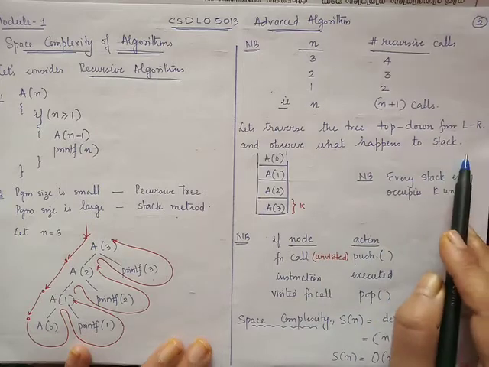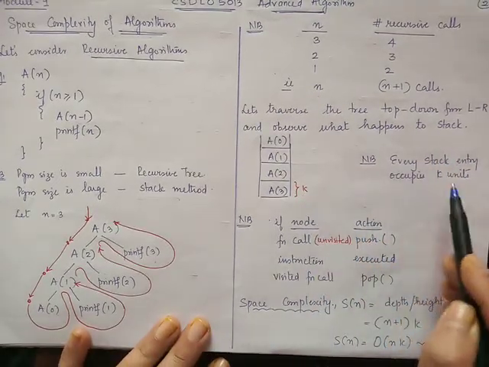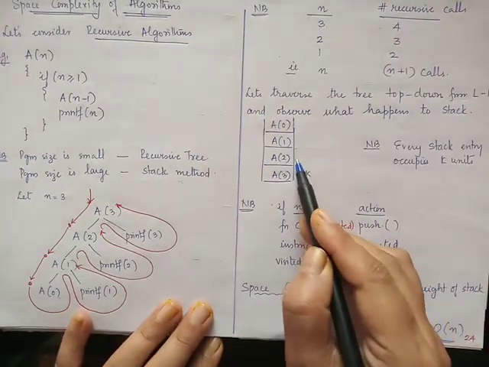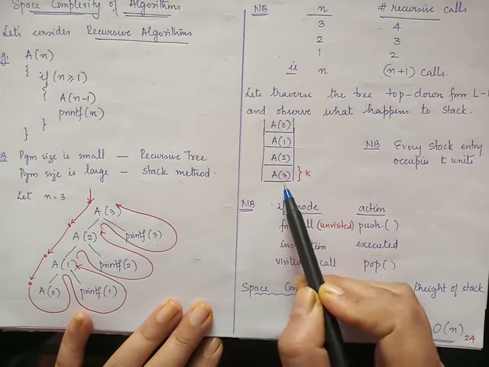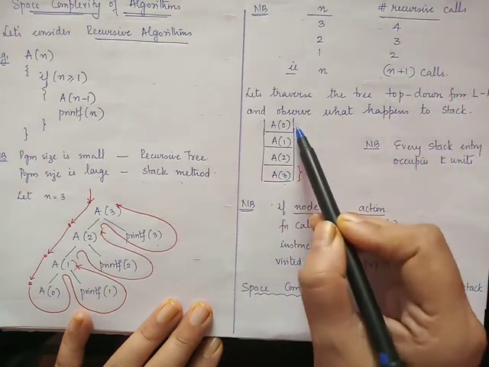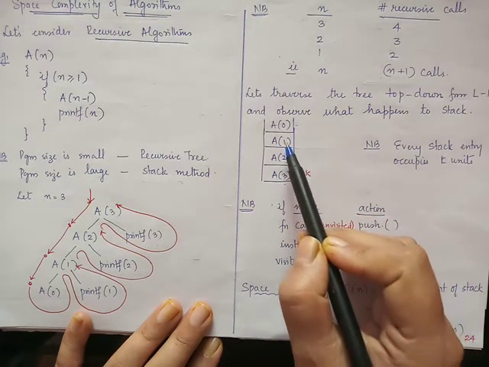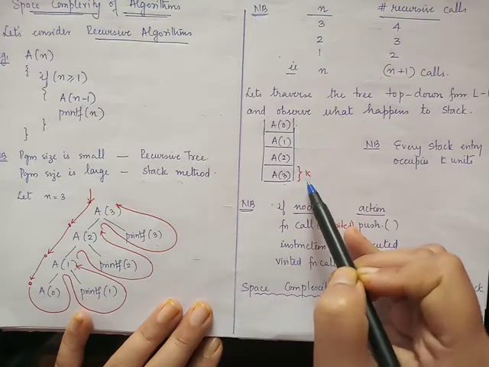Now let us traverse this tree from top down, from left to right, and observe what happens to the stack. Here we assume that every stack entry occupies k units. Since the value of n is equal to 3, number of recursive calls is equal to 4. That is A of 3, which in turn calls A of 2, which calls A of 1 and A of 0. Each of them is going to occupy k units.